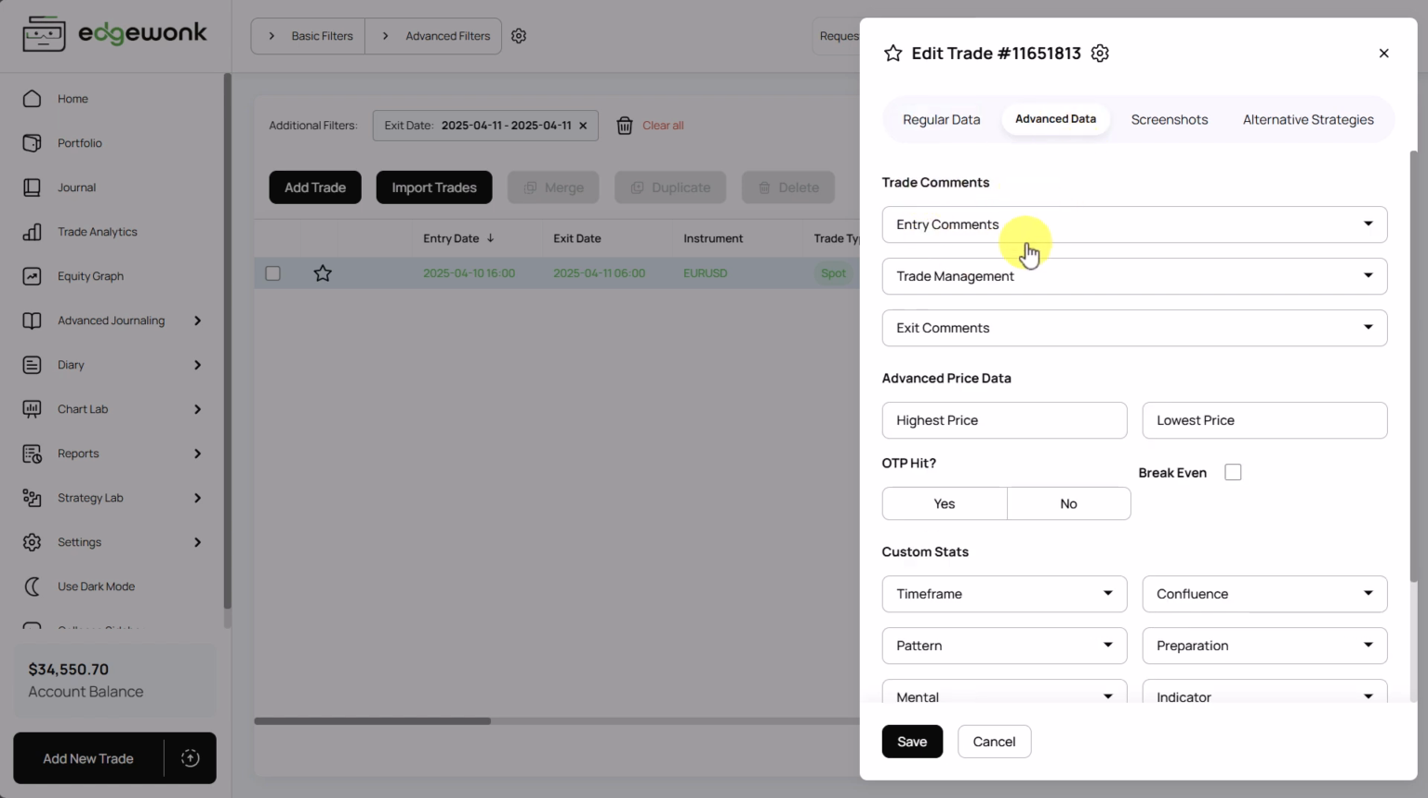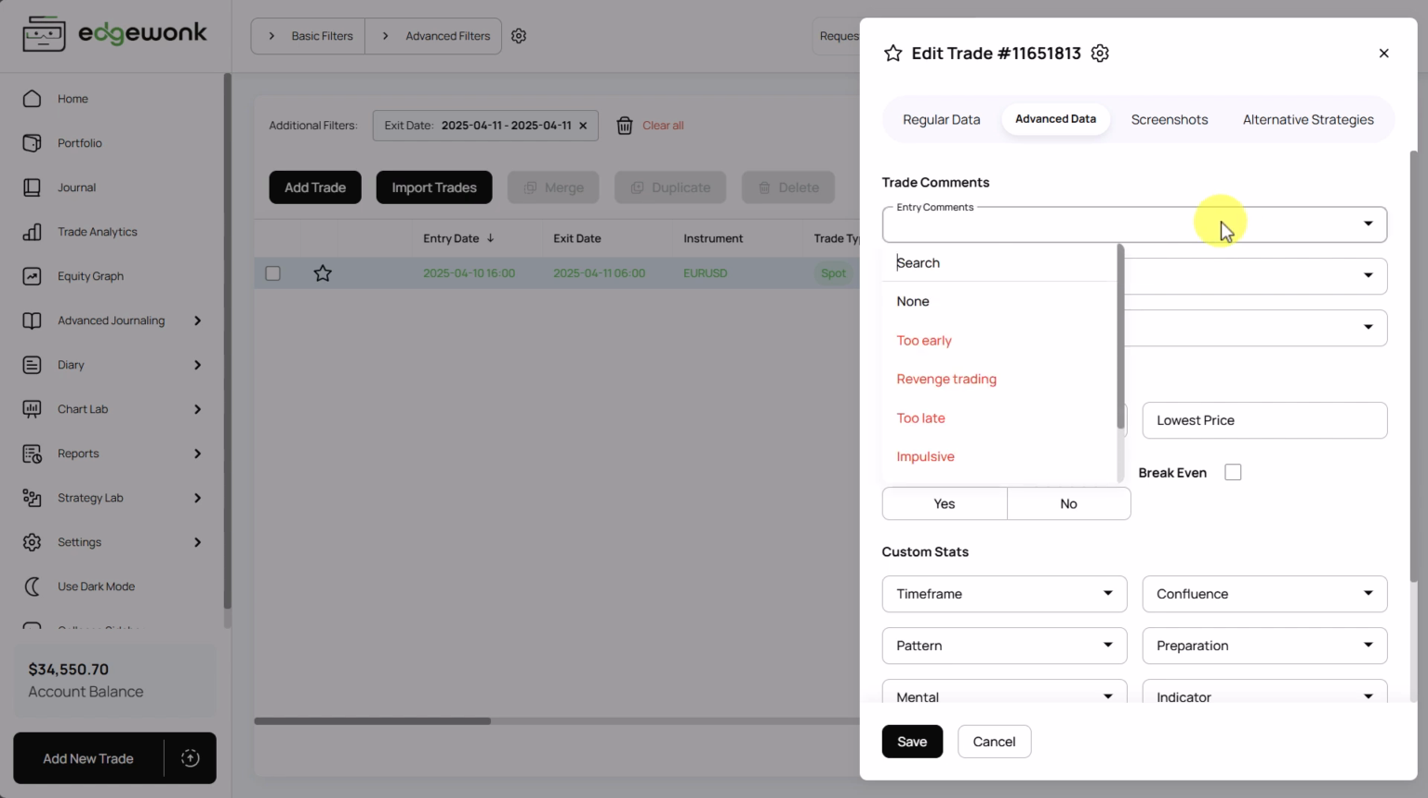For each trade in Edgewonk, you can rate your entry, your trade management, and your exit decisions. This comes in super handy later when we want to analyze our trading behavior and find out where we have our biggest problems and where our strengths in our trading are. So let's take a look at the entry comment.